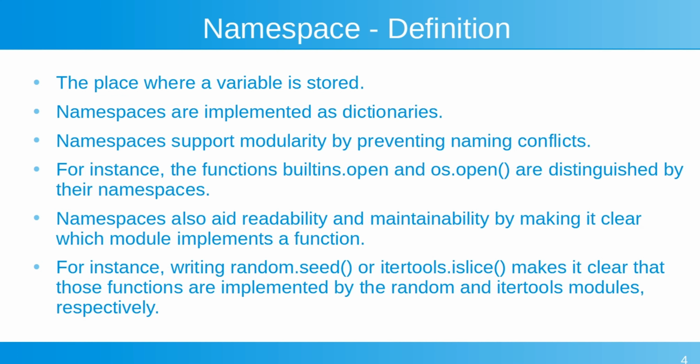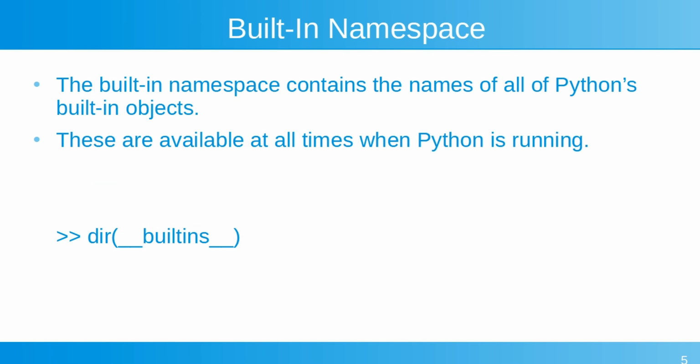So as of now, you just understand that a namespace is nothing but a place where we store the variables, and namespaces are just implemented by dictionaries. And the namespace provides some kind of modularity. So as of now, if you understand these three points, it is well and good. Maybe in the upcoming videos we will see the other points in detail, okay? So that's all about the definition part.